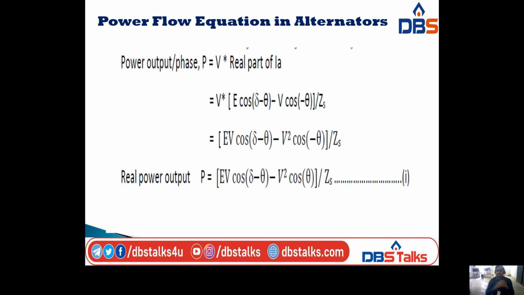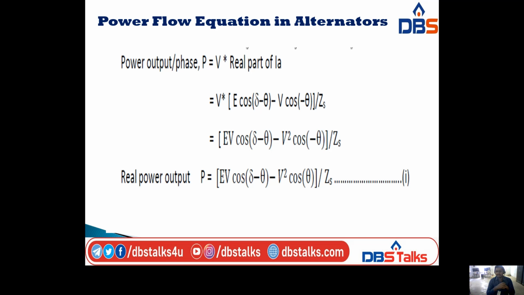Next, coming to the power output per phase. From the previous expression, power output per phase P is equal to V into the real part of Ia. That is from the armature current equation. So V into the real part of that equation is E into cos of delta minus theta minus V cos of minus theta by Zs. That is the real part of the armature current from the previous equation, and we will multiply with V.